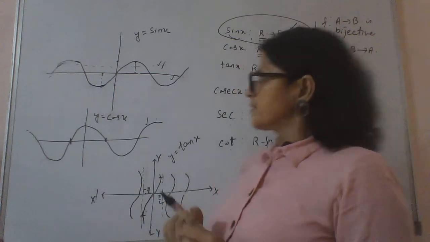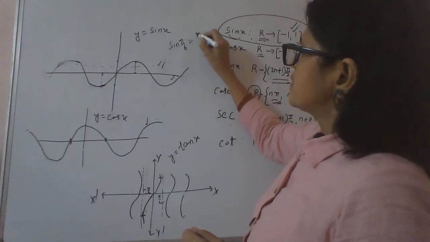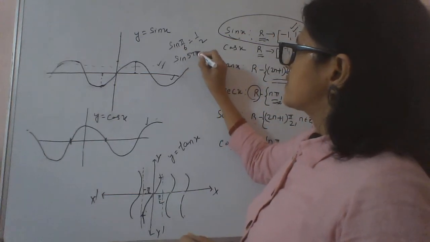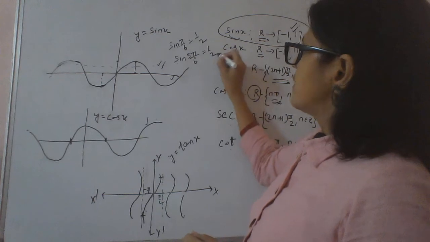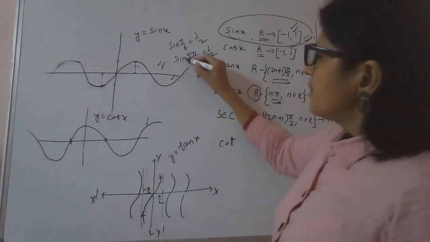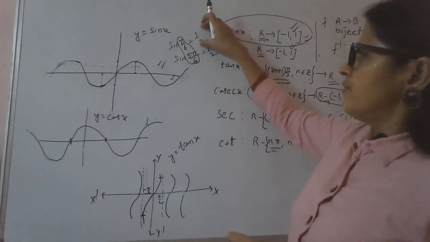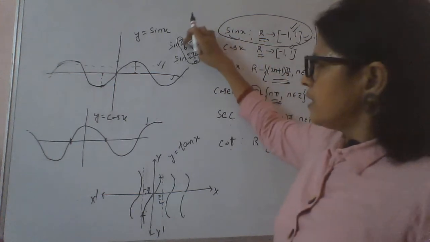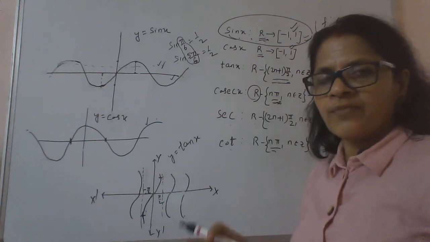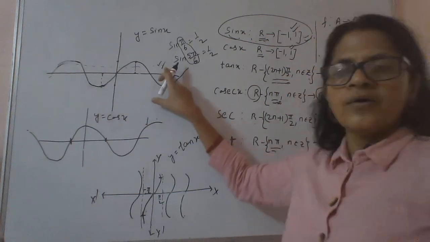Another simple example: if you take sin pi by 6, you are getting 1 by 2. If I take sin of pi minus pi by 6, that is sin 5 pi by 6, it is also equal to 1 by 2. Similarly you can take many more values. It means for at least two values of x you have one value of sin x. So for many pre-images you have only one image. It means the function is not 1-1. Is it clear? This is very simple. Or you can just check by taking a horizontal line.